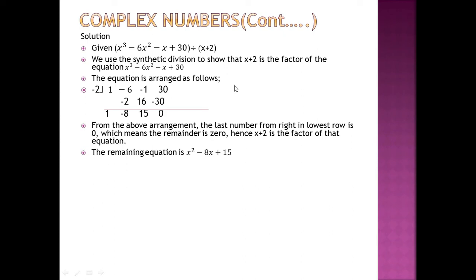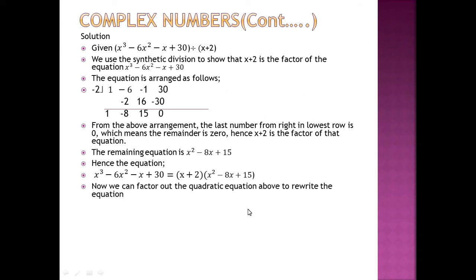So this shows that this is a factor of the given equation. From the above arrangement, the last number from the right in the lowest row is 0, which means the remainder is 0. Hence x plus 2 is a factor of the equation. The remaining equation is going to be like this. Hence the equation can be written as x plus 2 times x squared minus 8x plus 15.